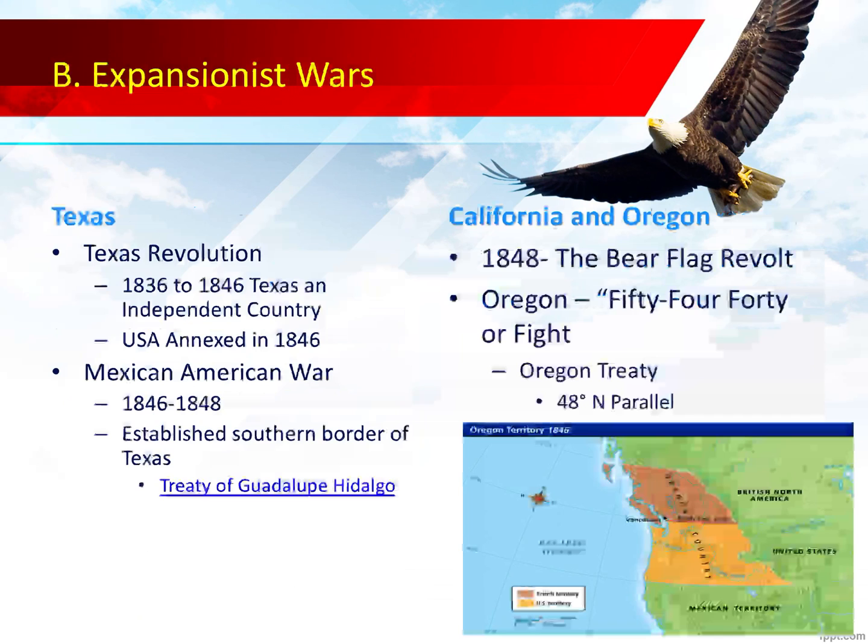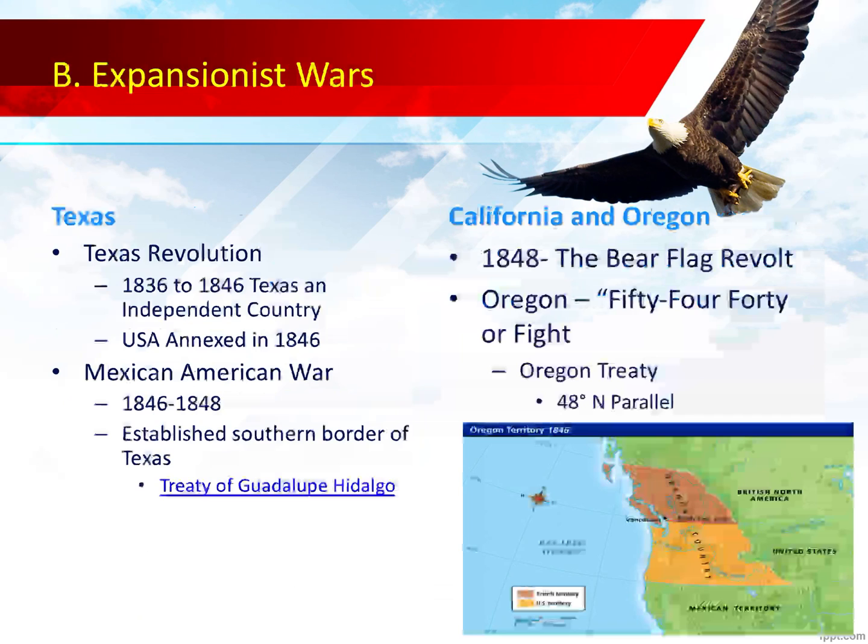The result of that war is it establishes the southern border of Texas to be the Rio Grande River, which it is today. That is the southern border of the United States and Texas. That was clarified with the Treaty of Guadalupe Hidalgo.